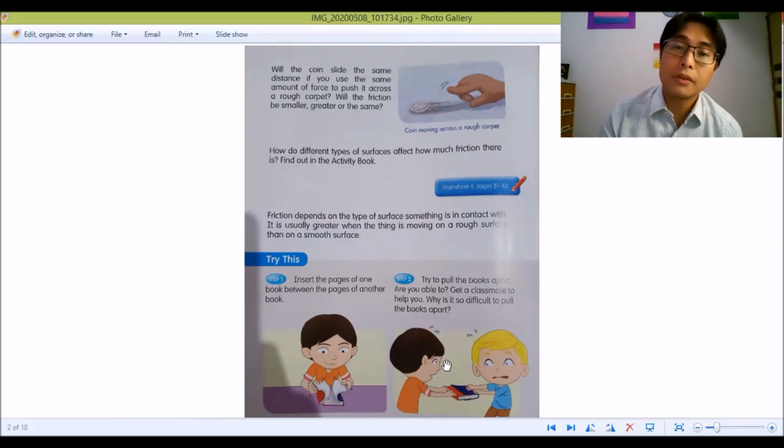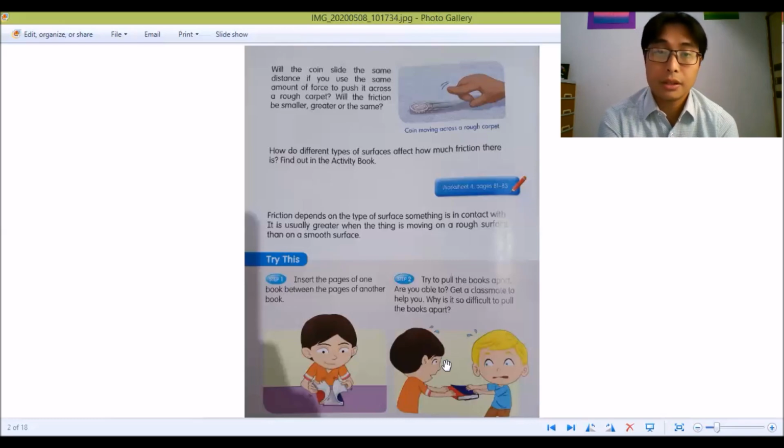Friction depends on the type of surface something is in contact with. It is usually greater when the thing is moving on a rough surface than a smooth surface. So if the surface is smooth, the distance will be longer for an object to move. But if the surface is rough, the object will have a short distance to move because of the friction.